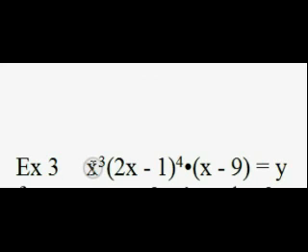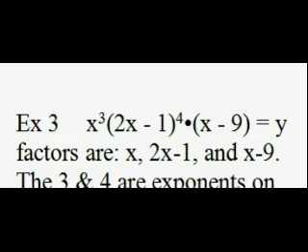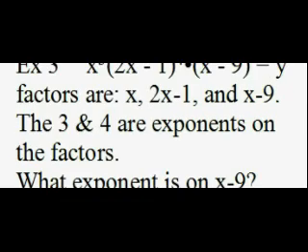Here we've got x to the third power, (2x - 1) raised to the fourth power, and (x - 9). Here you can probably figure out what the factors are. Notice that there's no multiplication sign between the x cubed and the 2x - 1. The factors are x, 2x - 1, and x - 9. Now the 3 and the 4 are exponents on the factors.